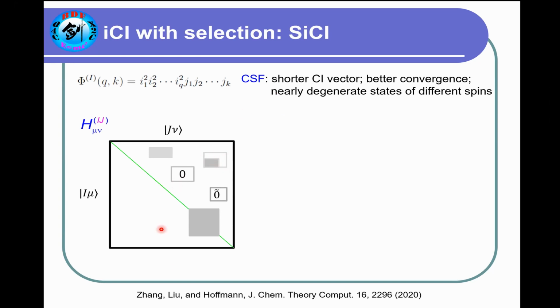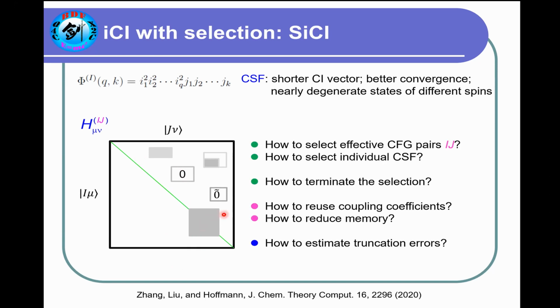So the question is how to select these important configurations a priori. How to select the effective configuration pairs, how to select the individual configuration functions. When you do selection, the issue is how do you terminate selection, how to reuse the coefficients to make the calculation faster, how to reduce memory, and finally how to estimate truncation errors. I think these issues are relevant to all selected CI.